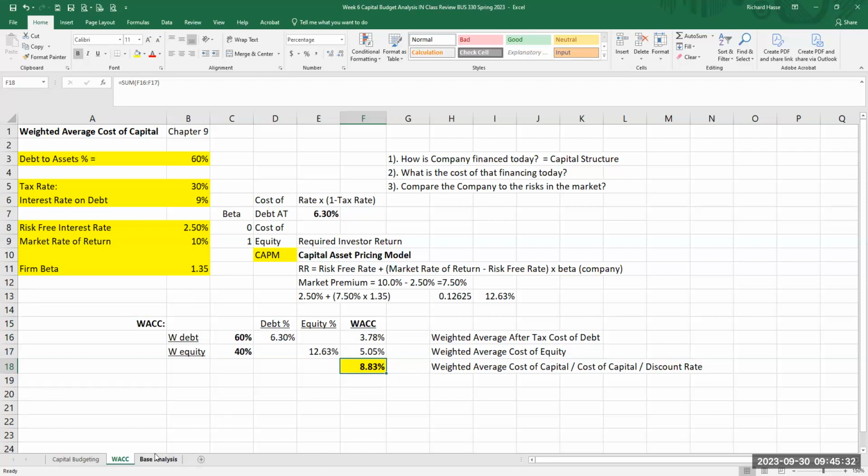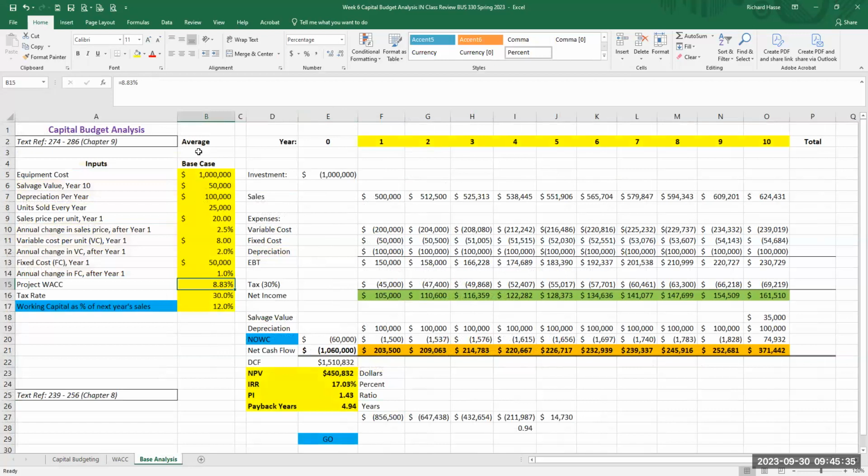Taking that 8.83%, we then plug it into a capital budget analysis. Remember, in week 5, we did this same thing, but we were given this number. In week 6, we had to calculate this number. And here's that calculation. It's a combination of taking all the variables: investment in year 0, the amount of sales on a per unit basis times the number of units you expect to produce, including the inflation rate beyond year 1.